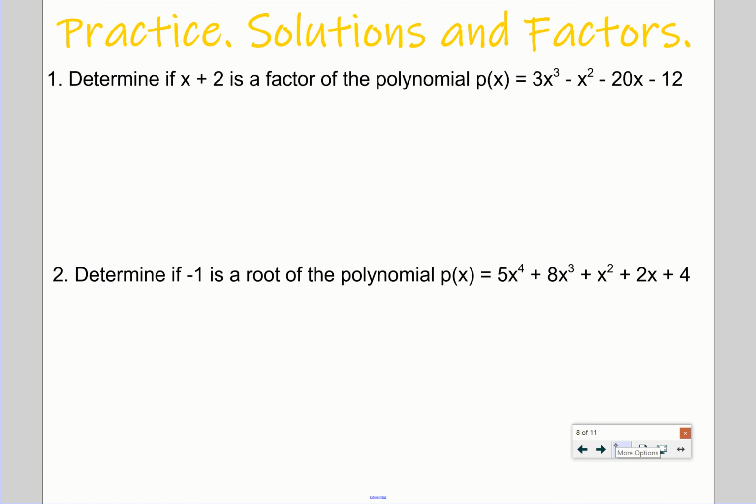Okay, here are a couple for you to try using the factor theorem and the 0 theorem. In number 1, you want to determine if x plus 2 is a factor using synthetic division, and in number 2, you want to determine if negative 1 is a root using synthetic division.